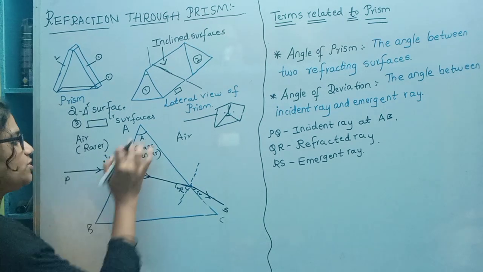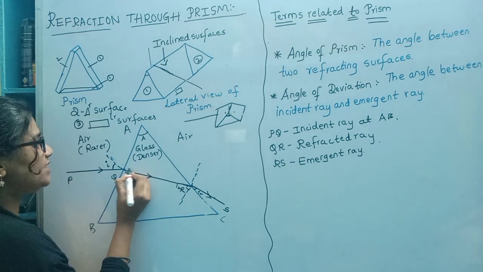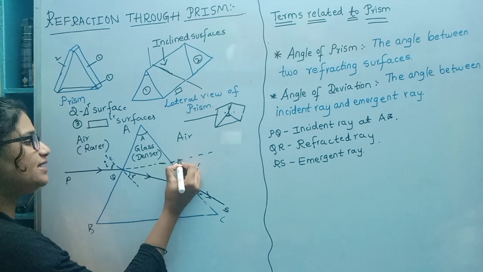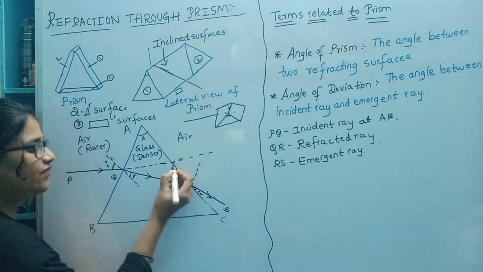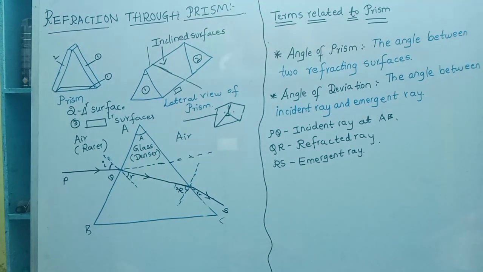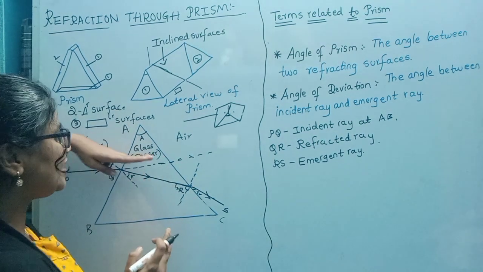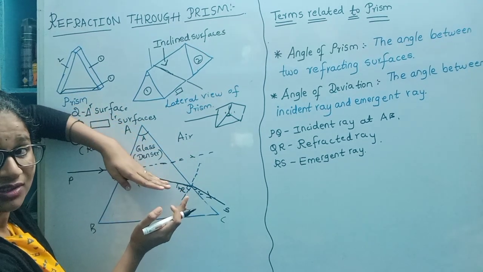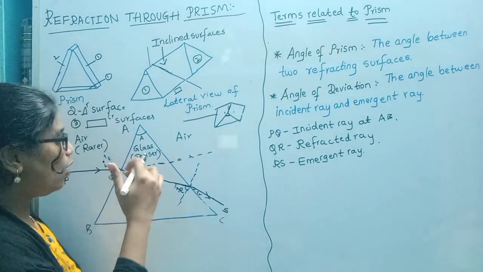Now, suppose there is no change in the medium. When you take the incident ray, the ray has to go like this. The actual path of the ray should be like this. But it got refracted. Instead of going in this direction, it is going in this direction, meaning it is bending this much. Then how much is it bending?